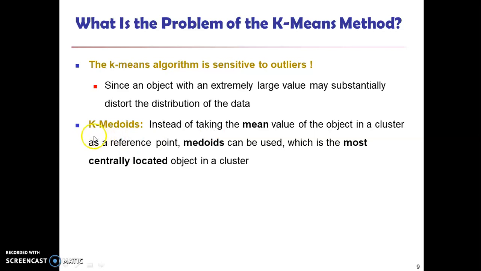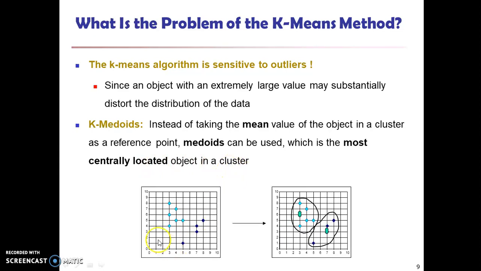And second, K-Medoids. Instead of taking the mean value of the objects in a cluster as a reference point, medoids can be used, which is the most centrally located object in the cluster. So a medoid means you identify the data point which is the most centrally located object in a cluster.